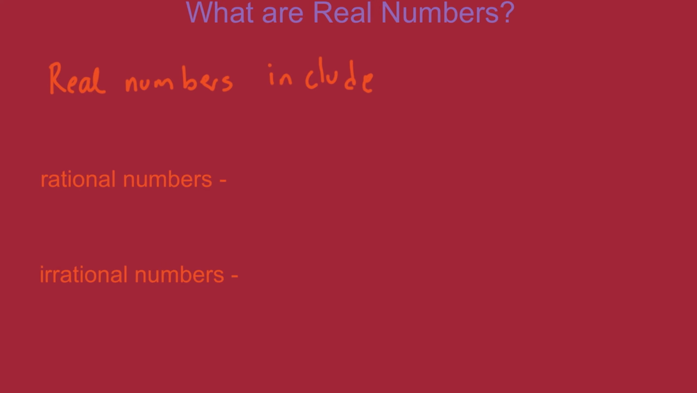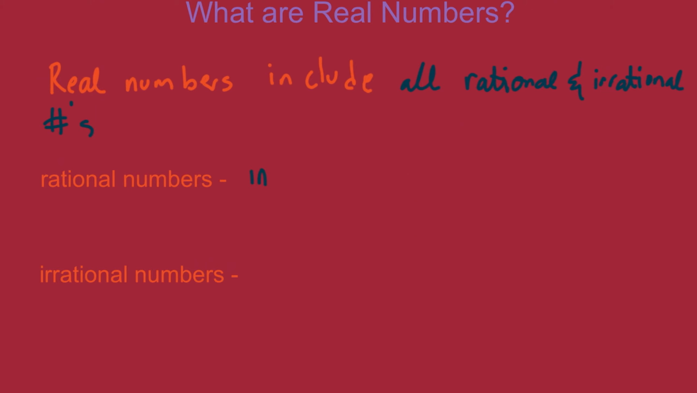Real numbers include all rational and irrational numbers. Okay, so rational numbers, what are they?